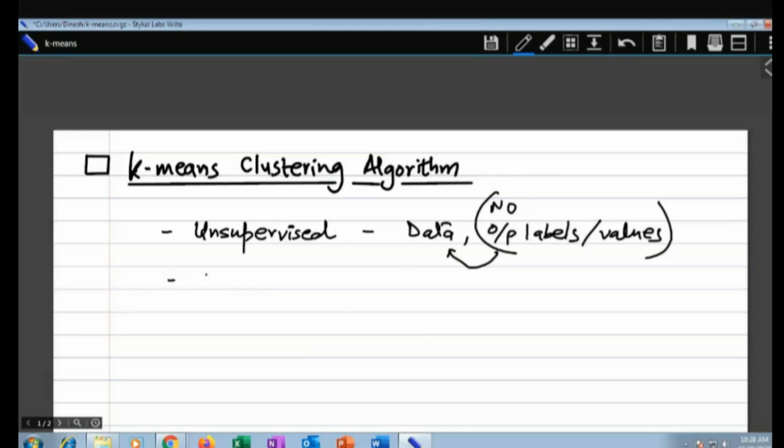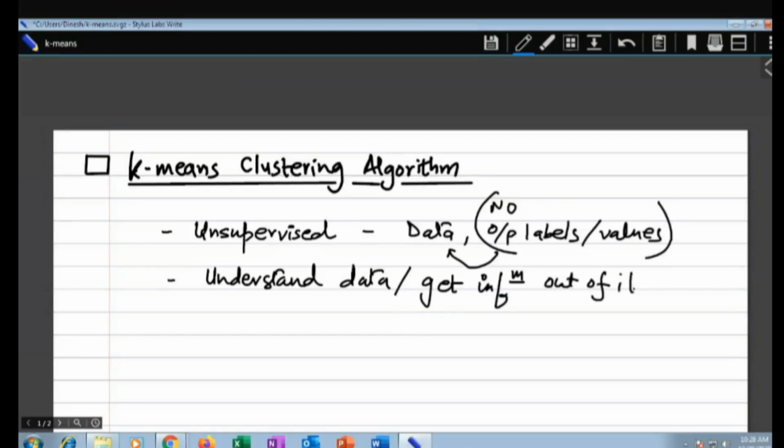So what we need to do is understand the data. We need to understand what that particular data represents, and we have to get information out of it. If you are given the data, then you have to apply some algorithms on it and get information out of it. One of the techniques for grouping the data together is the clustering algorithm.